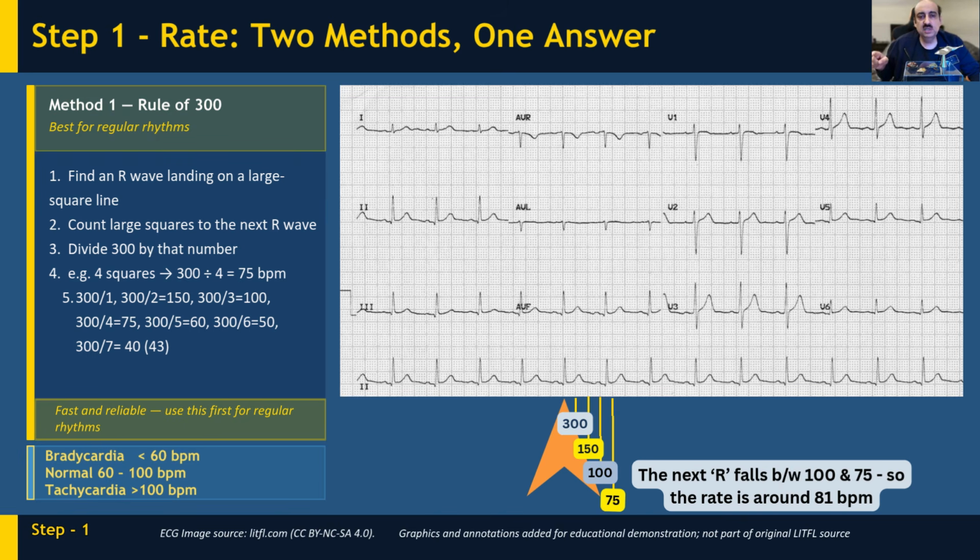Then count the large squares next to the R wave. If the next QRS complex or R wave falls on the next square, it means the rate is 300, because it's 300 divided by 1. If it falls on the second one, it's 300 divided by 2, which is 150. Similarly, if it's the third one, it's divided by 3, which is 100. The fourth one will be divided by 4, which is 75. In this situation, it falls between 100 and 75, so the rate is around 80-81 beats per minute. For reference, any rate less than 60 is bradycardia, the normal is 60 to 100, and anything above 100 is tachycardia.